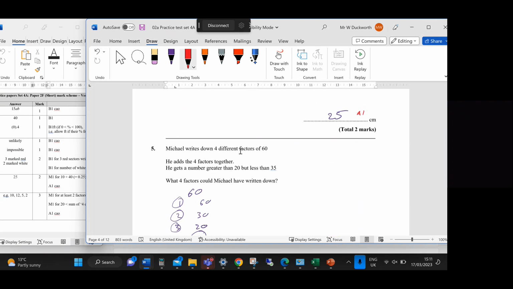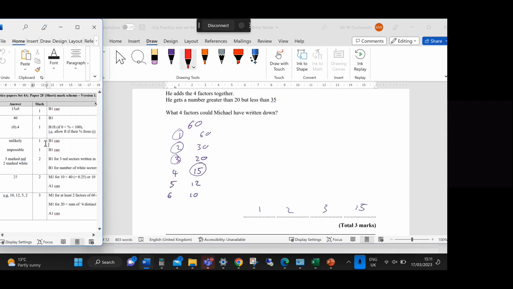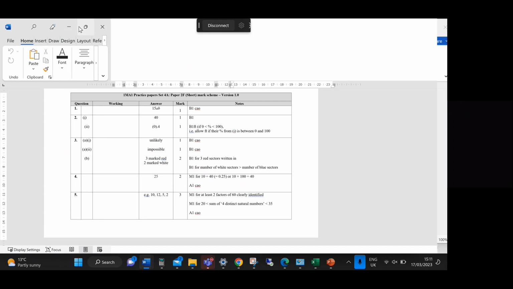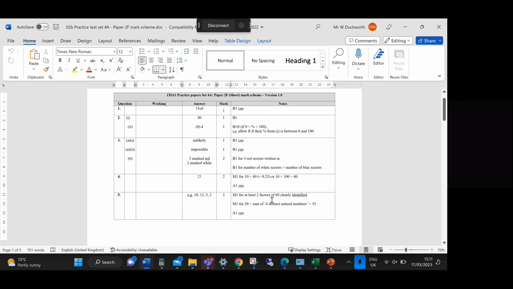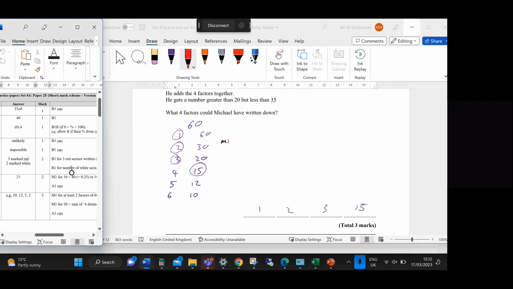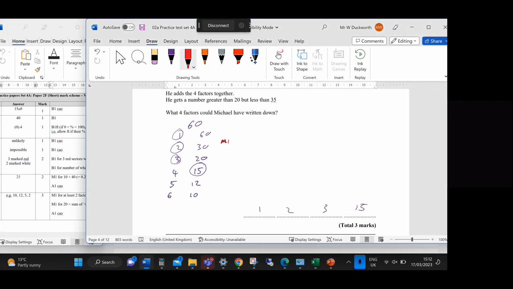And then for the second one, what it actually states is, let's just see. It says M1 for at least 2 factors of 60 clearly identified. Second M1 for the sum of the 4 distinct numbers being more than 20 and less than 35. Correct answer only for the final one. Okay, so I'm looking at M1 for my listings, followed by M1 and A1.